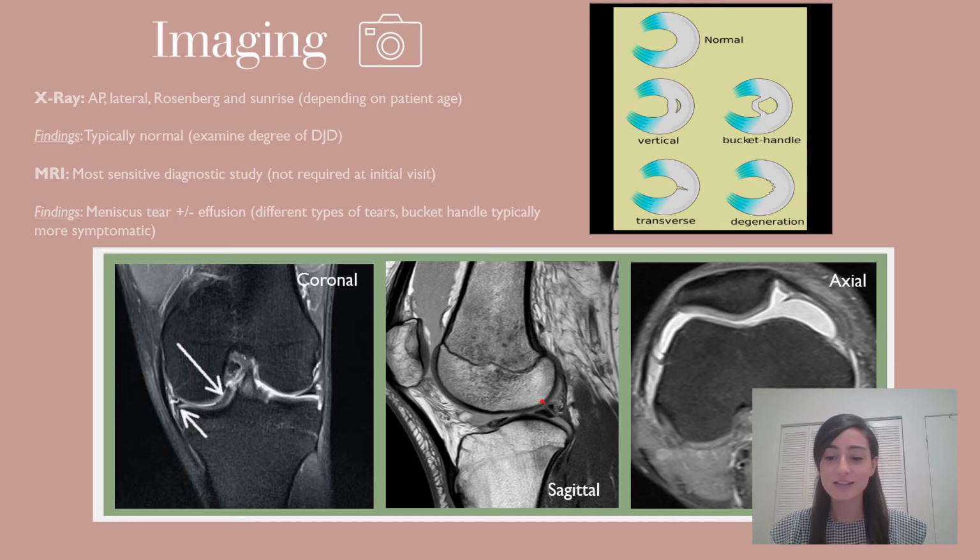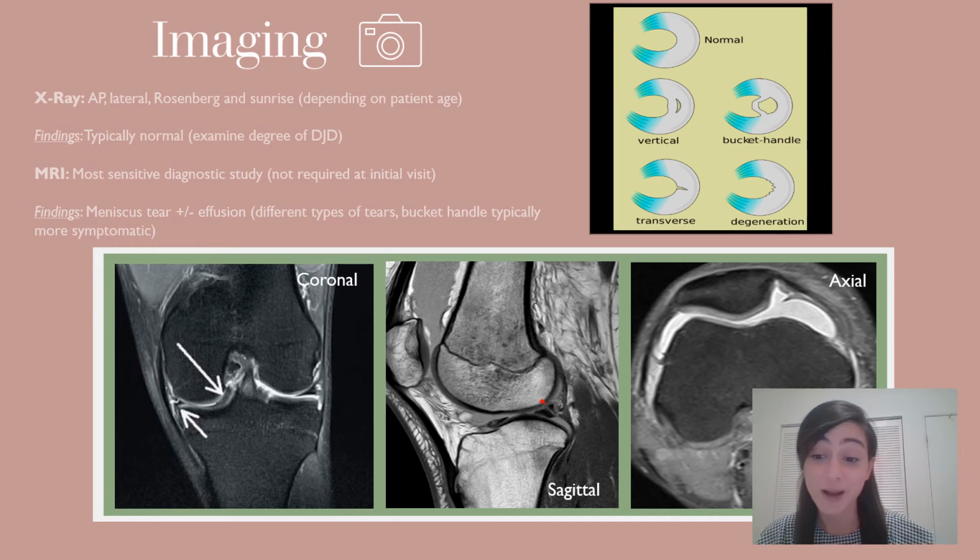All right, so next let's talk about imaging. So you want to get your x-rays on all of your patients with acute knee pain and your middle-aged and elder patients as well. So in your younger patients, you get the x-ray really to rule out any fractures. And in your elder patients, you want to assess the degree of degeneration that they have going on in the knee. So in my elder patients, I will typically get the AP, lateral, Rosenberg, and Sunrise views and assess the degree of degeneration or arthritis that I see.